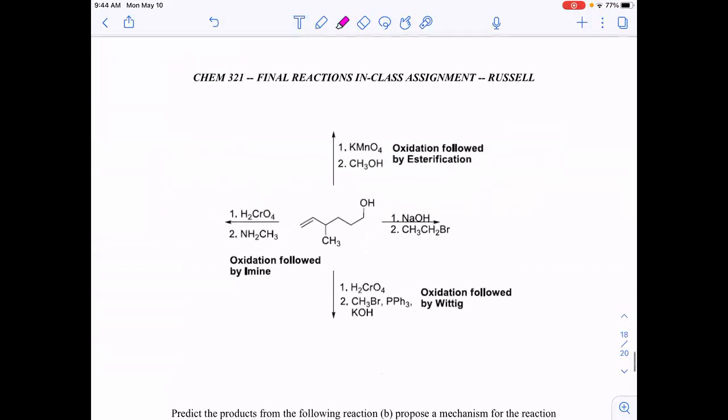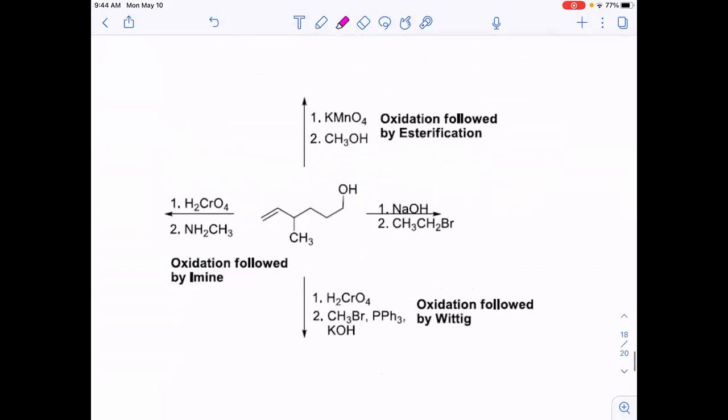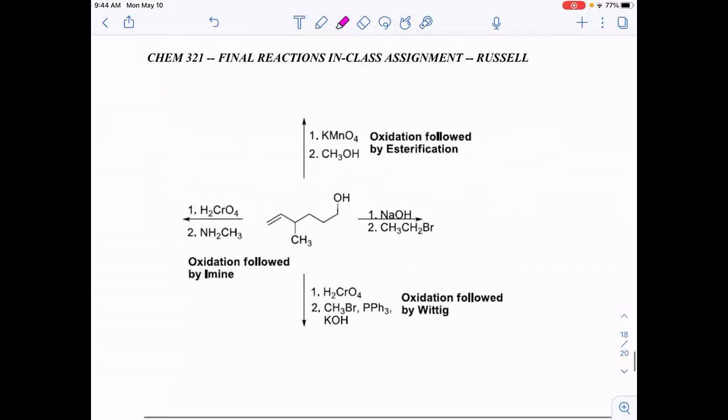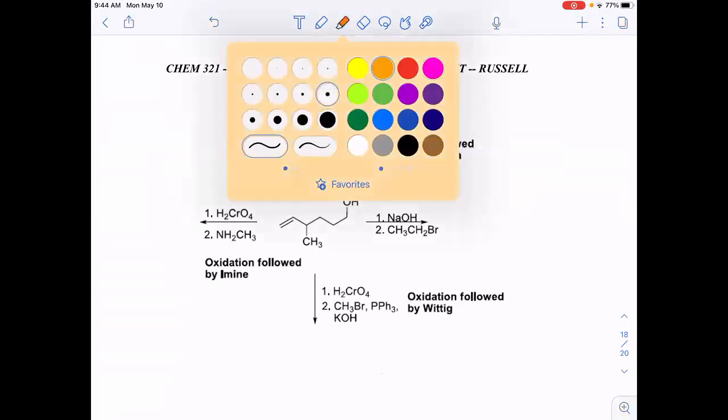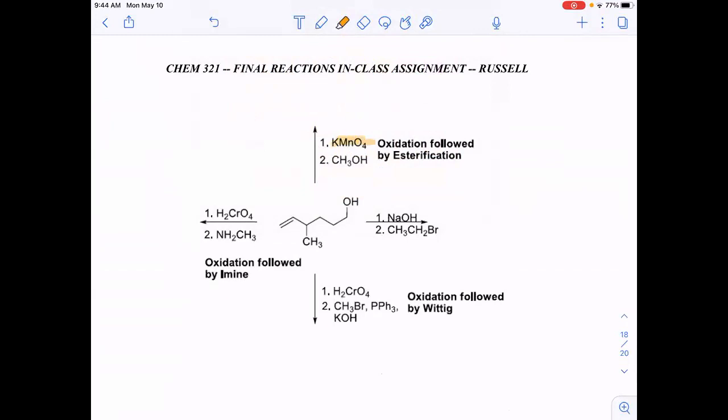Let's do this reaction wheel. Let's see if we can finish. So we'll start at the top. I have potassium permanganate, which is an oxidant, and then I have methanol. So what is the result of the first reaction? You'll get a carboxylic acid. Anybody?